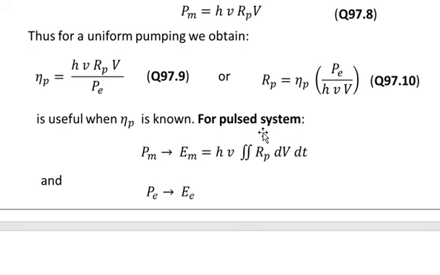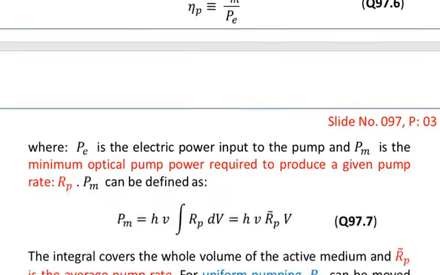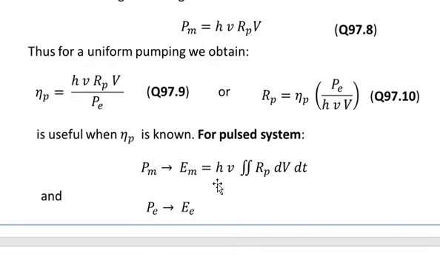Now you see that for a pulsed laser system, as said earlier, we shall not be using the term power, but we shall be using the term energy. So PM in the definition that we have given over here will be converted to EM, that is, energy. We shall not be talking about the power when we are talking about the pulsed systems, that is, the pulsed lasers or the pulsed pumping. So we are now going to replace PM by EM, and it will be equal to h nu times the double integral over RP, dV and dt.